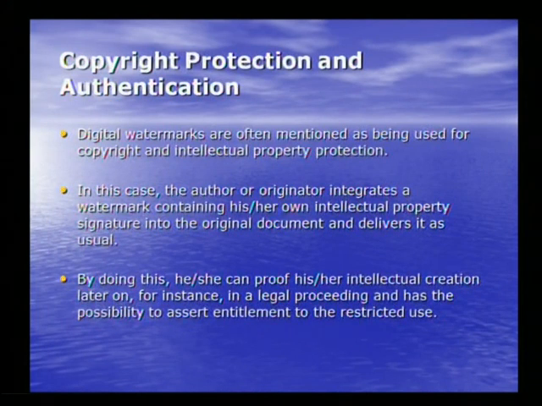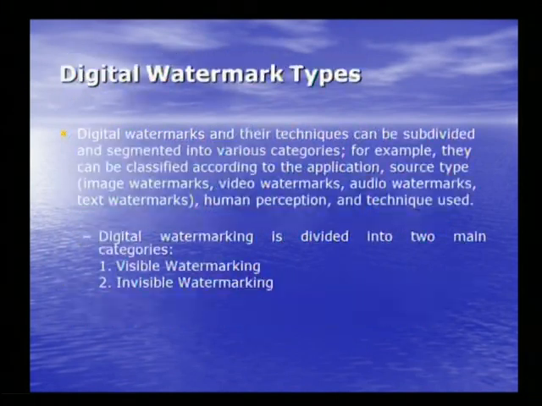Copyright protection and authentication. Digital watermarks are often mentioned as being used for copyright and intellectual property protection. In this case, the author or originator inserts a watermark containing his or her own intellectual property signature into the original document and delivers it as usual. By doing this, he or she can prove his or her intellectual creation later on, for instance in a legal proceeding, and has the possibility to assert entitlement to restricted use.